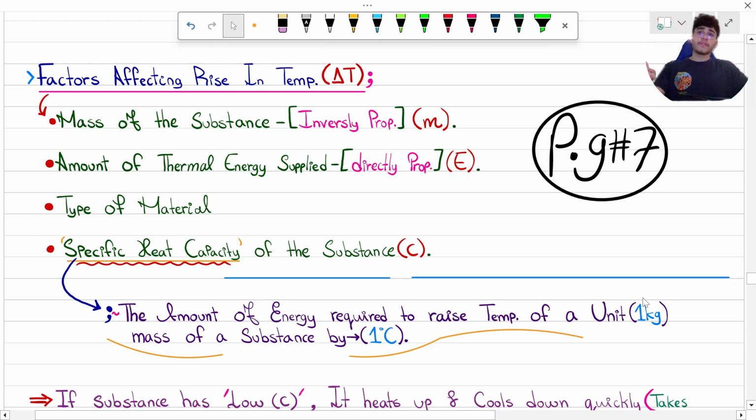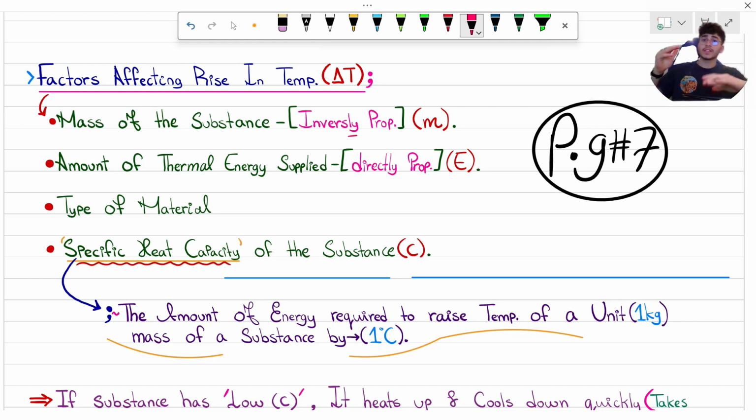These are some factors that are affecting a rise in temperature. The mass of the substance, it is inversely proportional. So the greater the mass of the substance, the less the rise in temperature. The amount of thermal energy supplied, directly proportional. Of course, if you supply more thermal energy, or if you just supply more energy to an object, by default, the temperature of the object will increase.